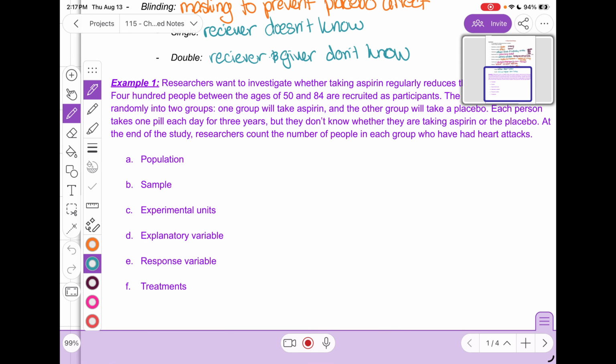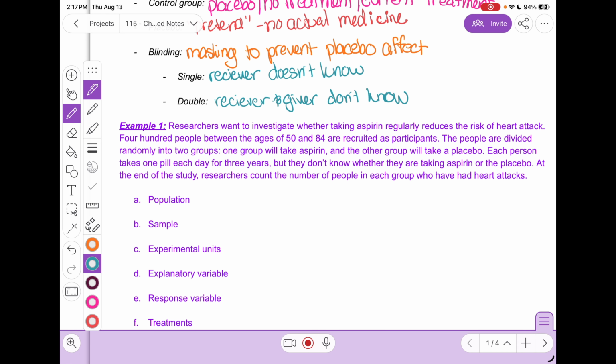All right, so let's look at some of these things, see if we can apply them in a real life situation. Researchers want to investigate whether taking aspirin regularly reduces the risk of heart attack. 400 people between the ages of 50 and 84 are recruited as participants. The people are divided randomly into 2 groups. One group will take aspirin, the other group will take a placebo. Each person takes 1 pill each day for 3 years, but they don't know whether they're taking the aspirin or the placebo. At the end of the study, researchers count the number of people in each group who've had heart attacks. So let's see what we have.